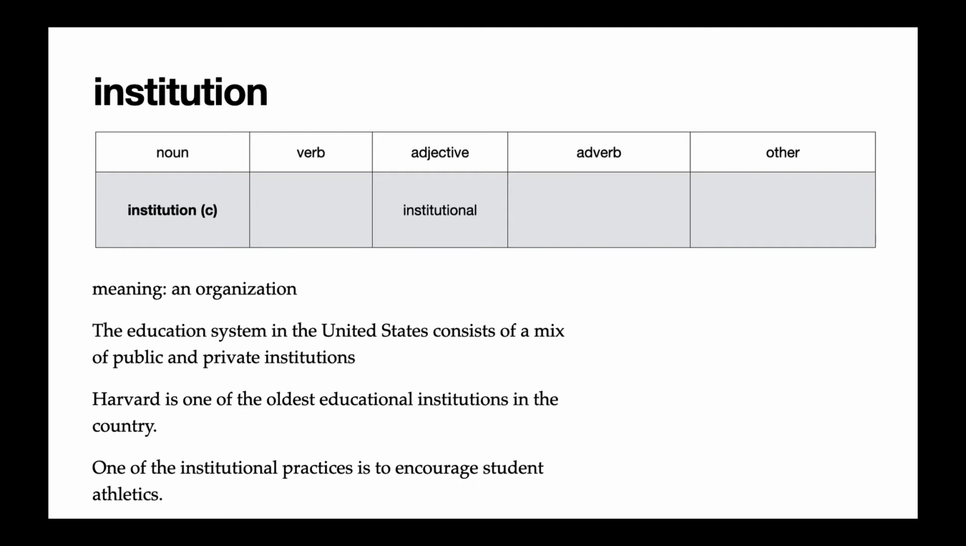So in our second example, it says Harvard is one of the oldest educational institutions in the country. Other examples of institutions would be like libraries or banks. These are types of groups and organizations. And the third example shows the adjective form institutional. One of the institutional practices is to encourage student athletics. That means this is a custom by the institution.